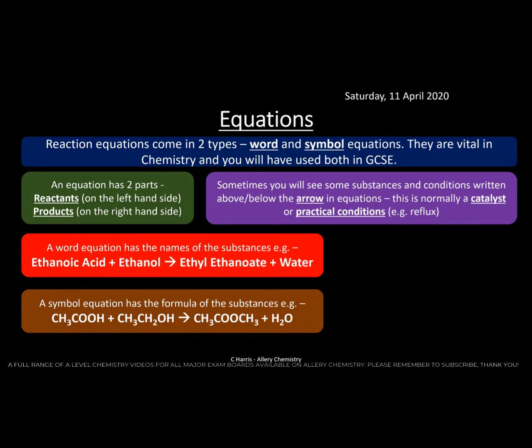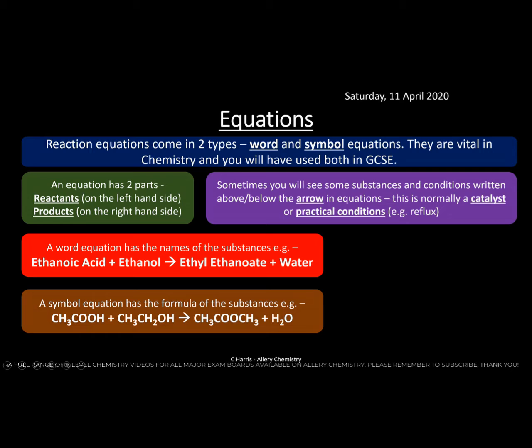A symbol equation, like I say, contains the chemical formulae of the words that we used in the equation before. So, for example, the symbol equation for the reaction we've seen there is CH3COOH. This is a carboxylic acid. This is ethanoic acid. This is ethanol. This is ethyl ethanoate, which is your ester, and you produce water as well. So this just shows the formulae there.